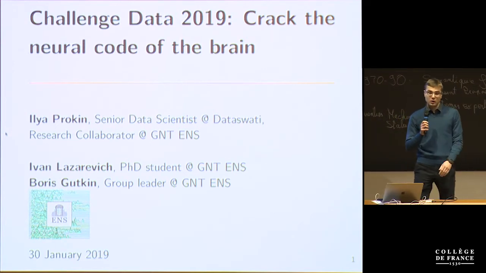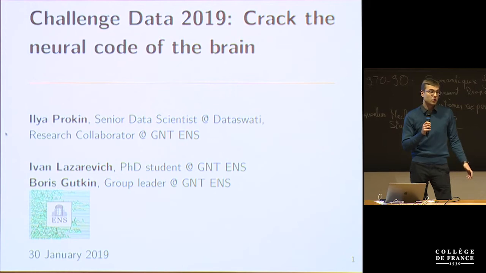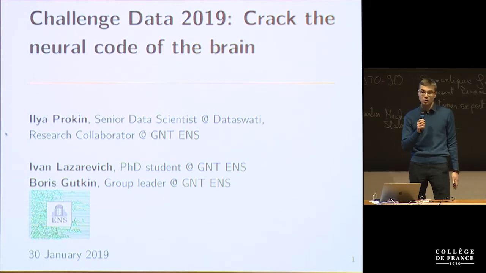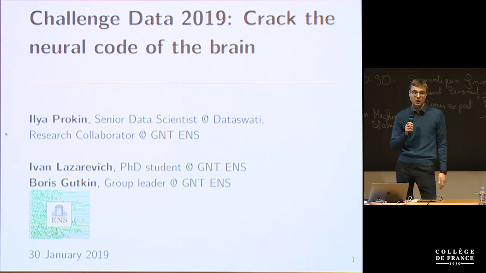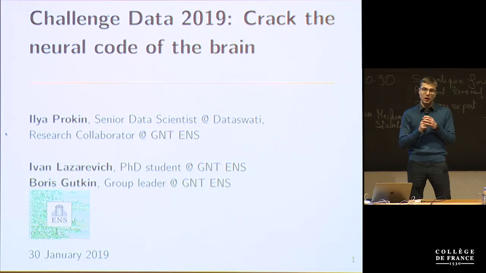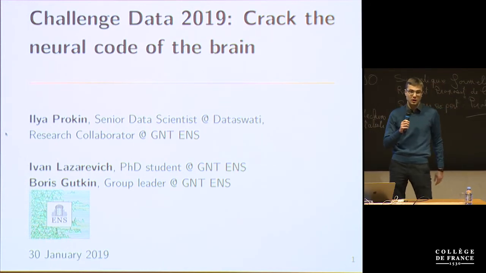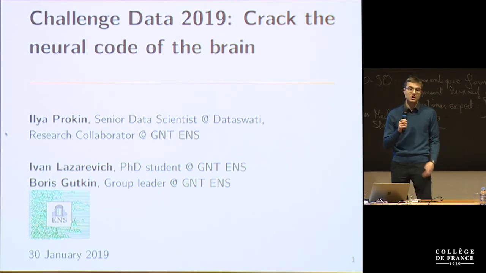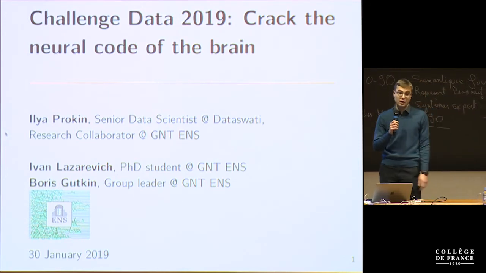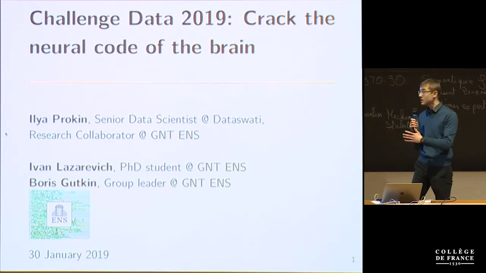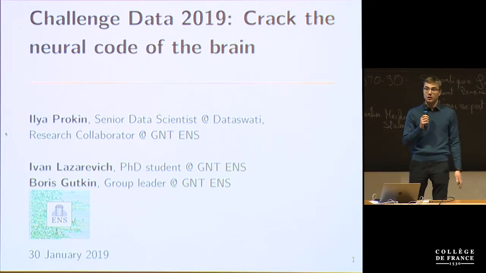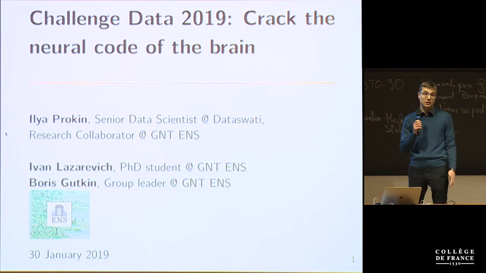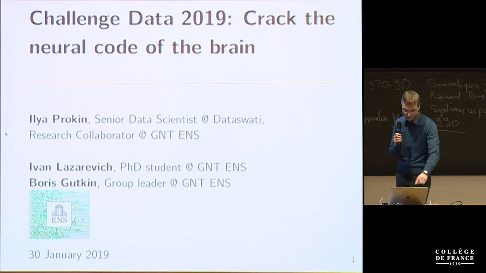The Group of Neural Theory is one of the leading computational neuroscience groups at ENS, focusing on understanding information processing in the brain using tools from dynamical system theory, statistics, and machine learning. By listening to this presentation, you will learn how to use data science to help understand the brain.